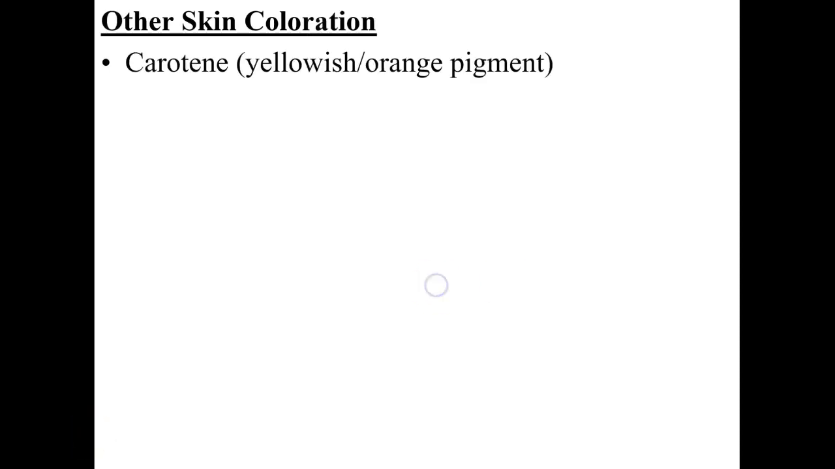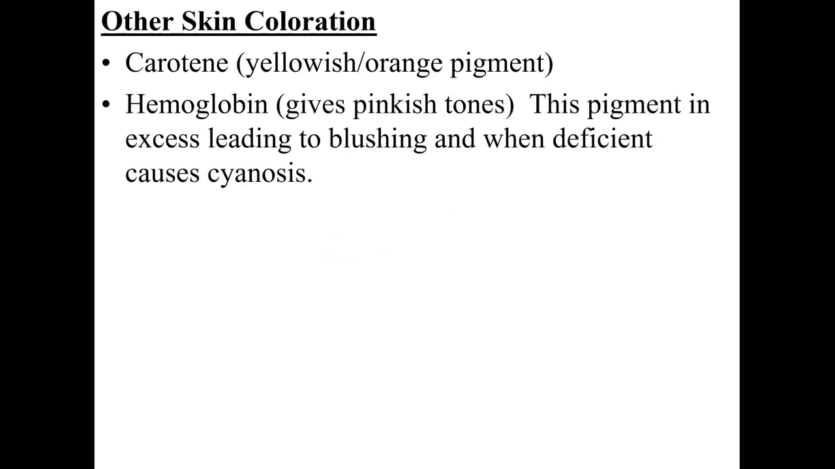Other skin colorations, you can have keratin in your skin. That's going to be a yellowish or orange pigment in your skin. You can take these in through different foods. So if you eat a lot of foods such as carrots or sweet potatoes that have a lot of orange pigment or keratin to them, it can actually start to turn your skin a yellowish color or even an orangish color.